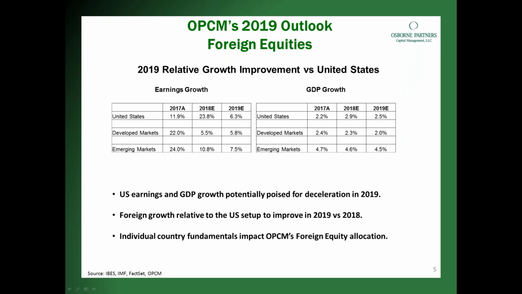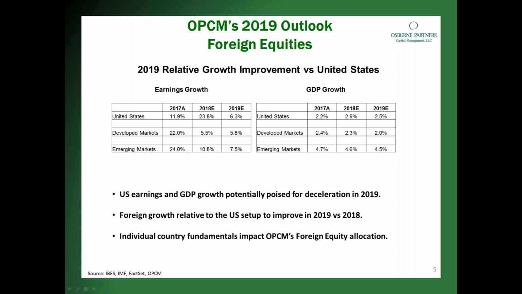U.S. growth relative to foreign markets spiked in 2018, as the table shows. For example, in 2018, U.S. earnings growth outpaced emerging market growth by 13%, after trailing emerging markets by 12% in 2017. This is potentially set to shift in 2019 due to changes in key forces that we've talked about, like fiscal policy, monetary policy, and the U.S. dollar. For example, in 2019, consensus U.S. earnings growth is estimated to trail emerging markets by over 1%. Improved relative growth historically has provided a tailwind for foreign equity returns.